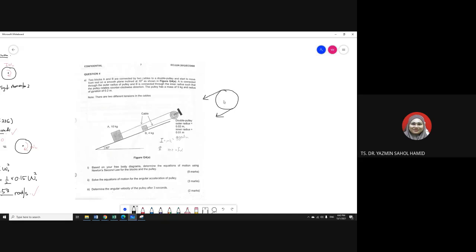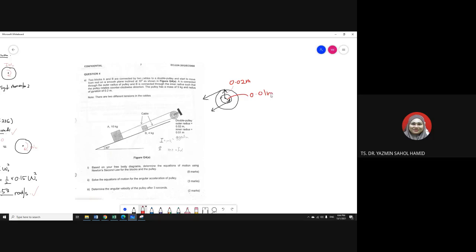If you draw it back, you will notice that block A is connected to the outer radius, and block B is connected to the inner radius. The outer radius is 0.02 meter, sorry, not 0.2, and the inner radius is 0.01 meter. Okay, that is just the difference.